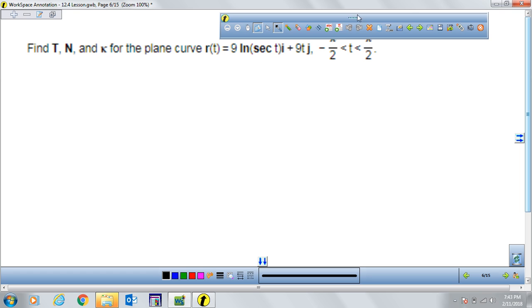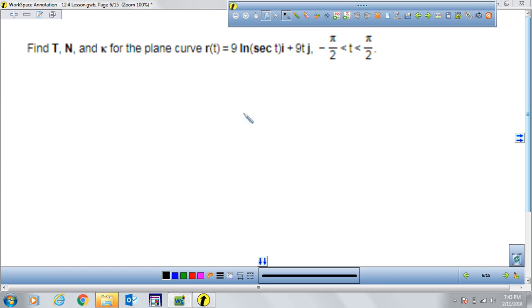So let's go ahead and start with this question here. It says, find the tangent, the normal, and the curvature for the plane curve r of t equals 9 natural log of secant of t i plus 9t j, between negative pi over 2 and pi over 2. Why is it being restricted? Because remember that secant is going to have asymptotes, and we're just avoiding those asymptotes, which are at negative pi over 2 and positive pi over 2. So we're thinking of the particle traveling between these two values of the parameter, so that we avoid the undefined values.